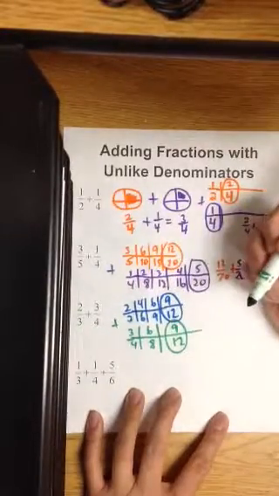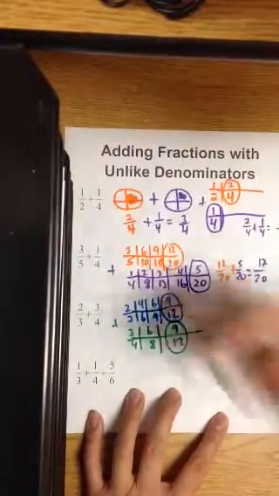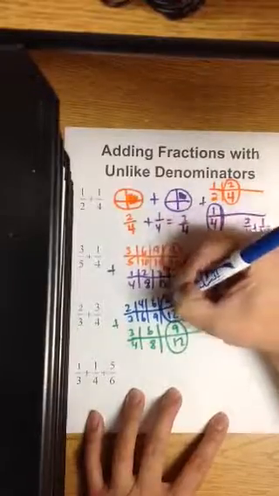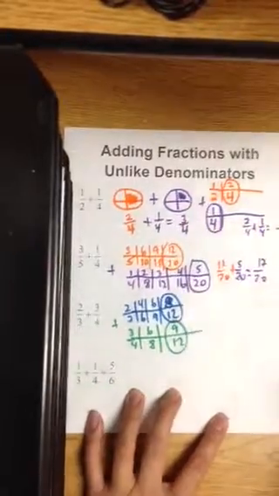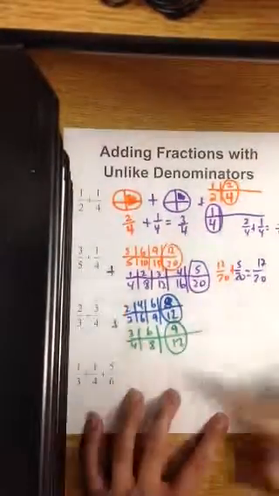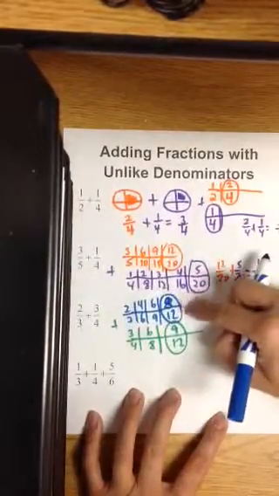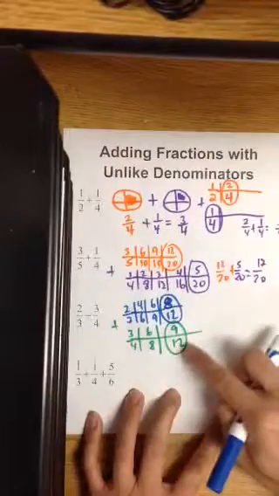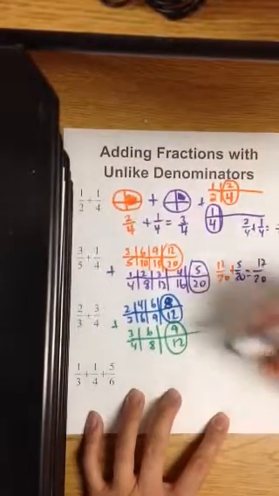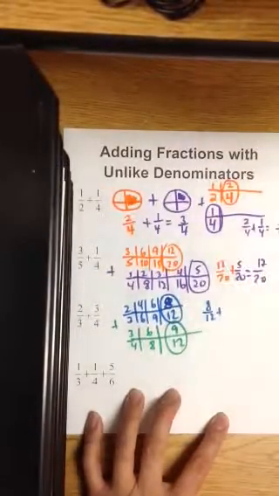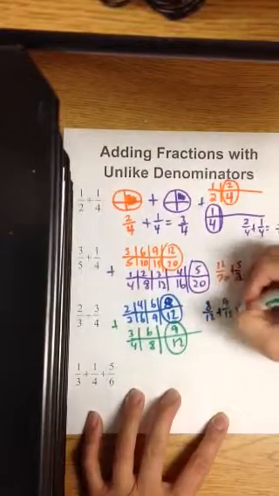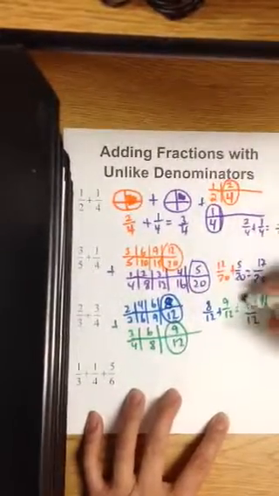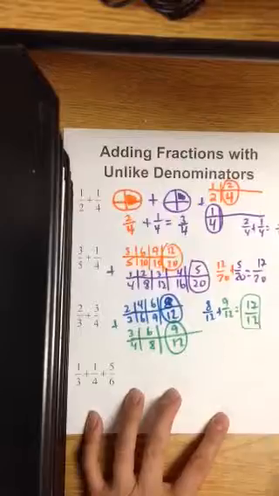So stop. How embarrassing. Oh, I don't know how to skip count. 2, 4, 6, 8. So that's 8/12. So 2/3 is equivalent to 8/12. 3/4 is equivalent to 9/12. So what is 8/12 plus 9/12? 17/12. But that's improper.